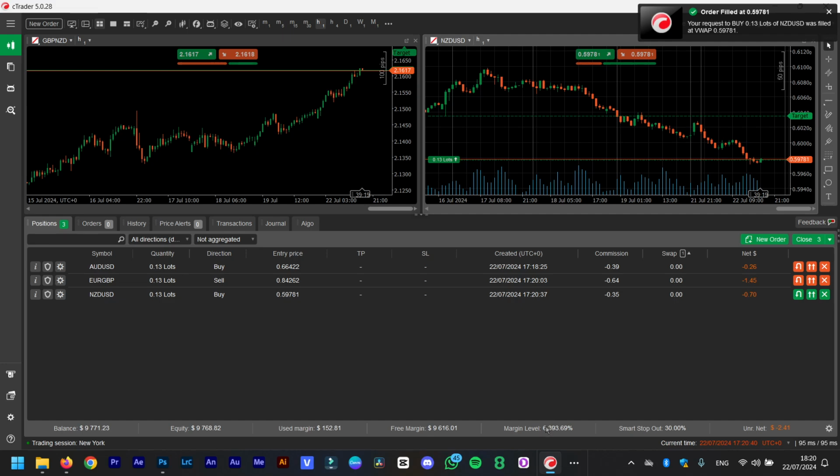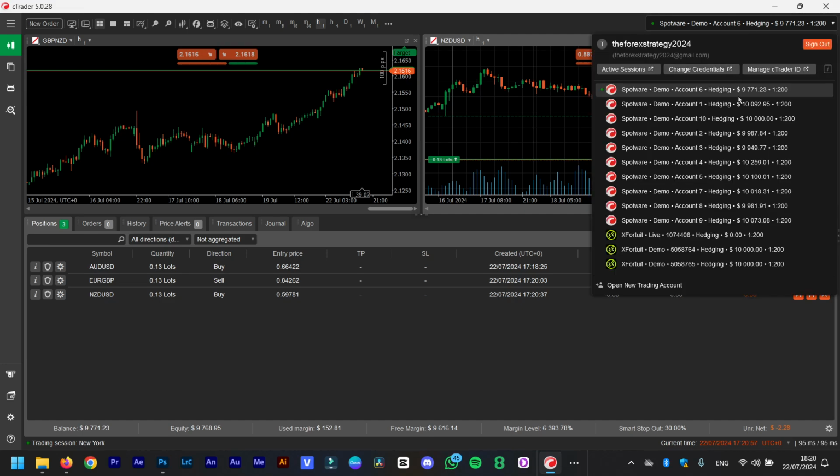Amazing. So as you can see, 6,000%. I have more margin than I had previously, with all three trades open, using a proportional lot size of 0.13. So we are pretty good to go here. Everything is good. Now we're going to go to account number 7.